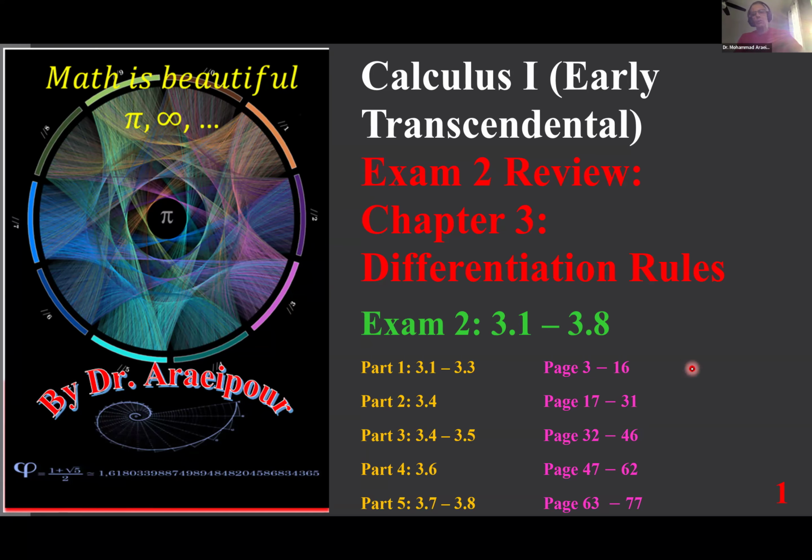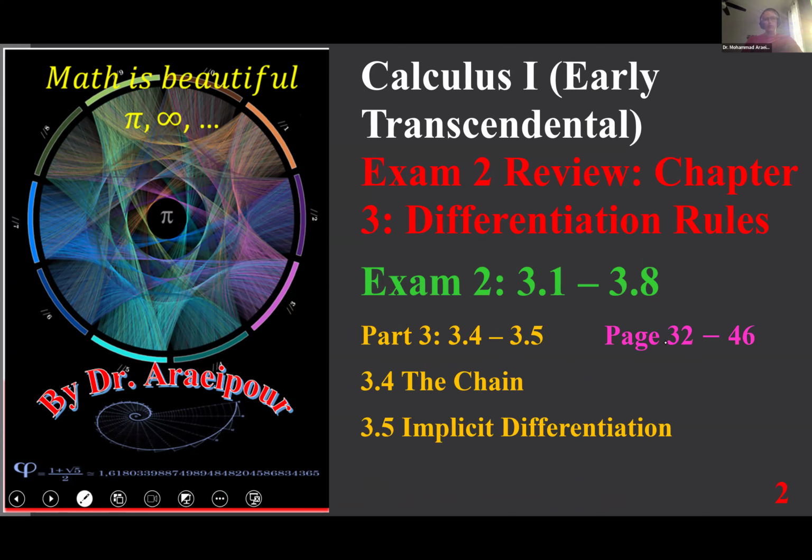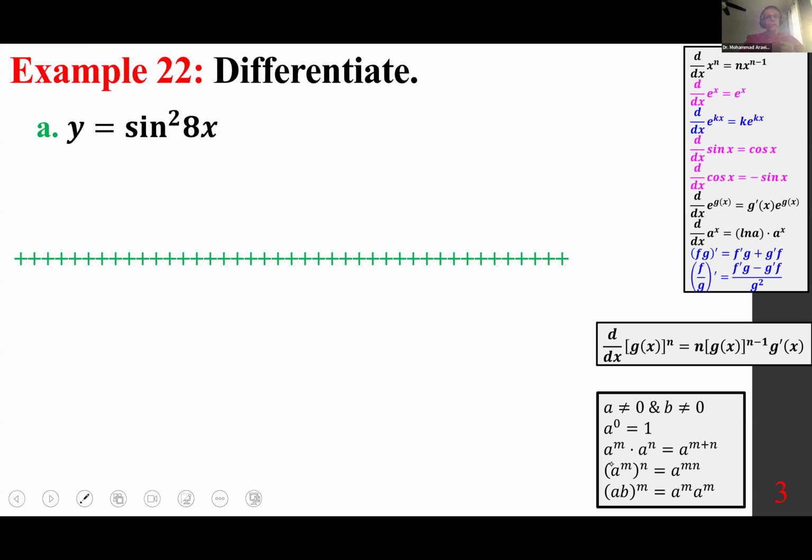Good afternoon, class. We are looking at exam 2 review, chapter 3, differentiation rules, covering from 3.1 to 3.8. And here's section 3.4, the chain rule, and 3.5, the implicit differentiation. So we're going to continue.